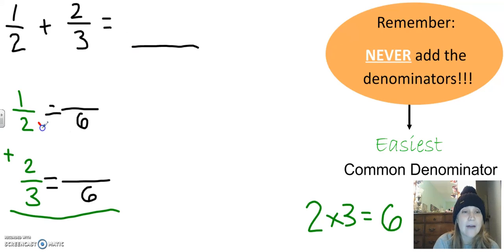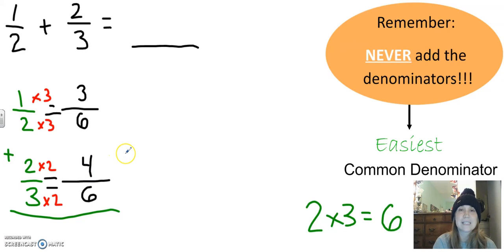So when I go here to 1/2, I know that 2 times 3 equals 6. What I do to the bottom, I have to do to the top. So I have to say 1 times 3, and that gives me the answer of 3. So 3/6 is equivalent to 1/2. Let's go down and look at 2/3. 3 times 2 equals 6. What I do to the bottom, I do to the top. 2 times 2 equals 4. So my equivalent fraction for 2/3 is 4/6.